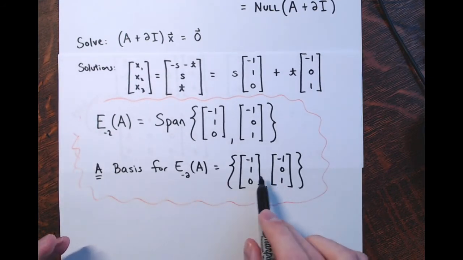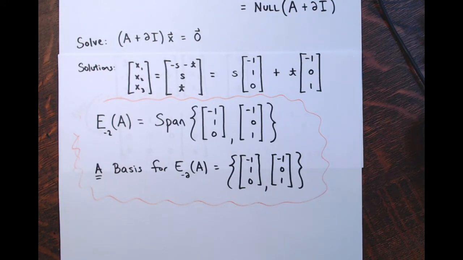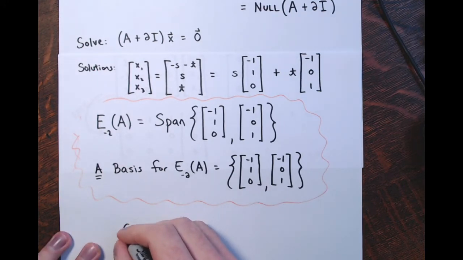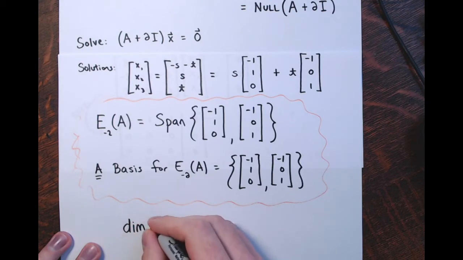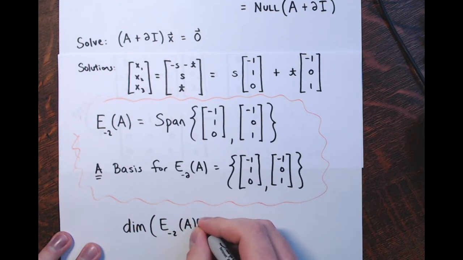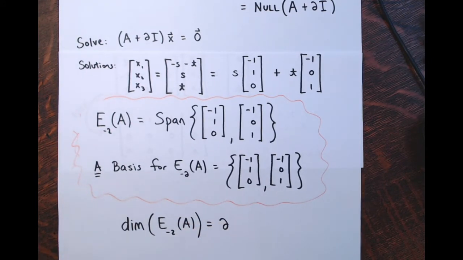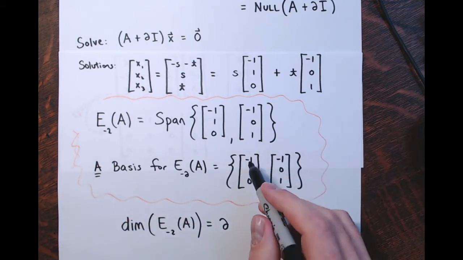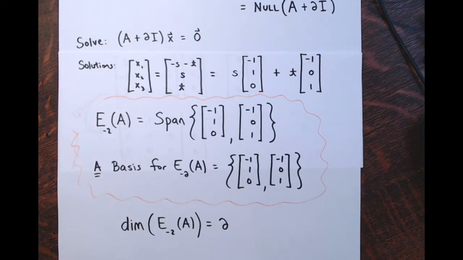Since this basis has two vectors in it, we would say that the dimension of this eigenspace is 2. It is a two-dimensional space, like a plane in R3, because all these vectors have 3 components. This is a subspace of R3. This eigenspace would be a plane, a two-dimensional space in R3.